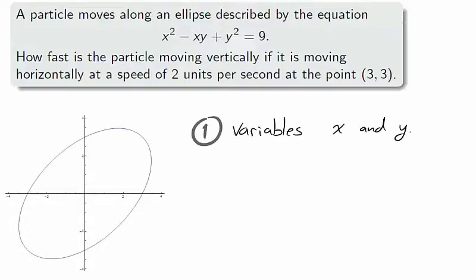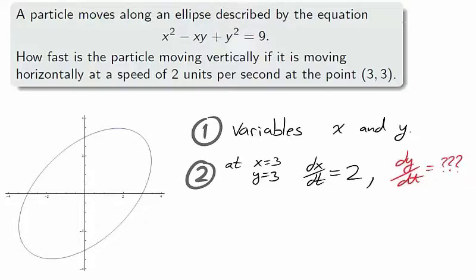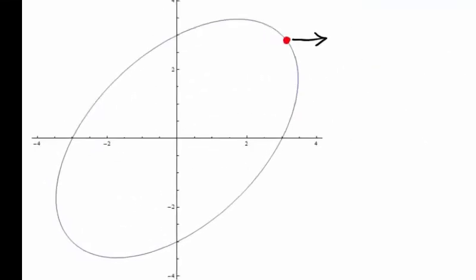1, we have two variables, x and y. 2, we know that when x equals 3 and y equals 3, dx/dt, the horizontal rate of change, is 2. We need to determine dy/dt, the vertical rate of change. Notice on our graph, at the point (3, 3), we are told that the particle is moving horizontally at 2 units per second. That means that we're moving to the right. Seeing how the ellipse turns, we should anticipate that the vertical rate of change is negative.